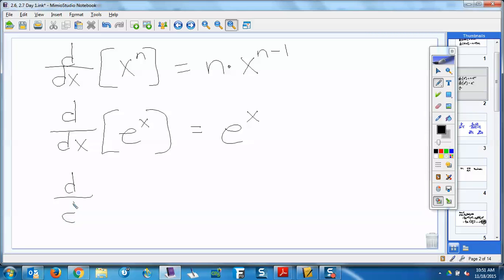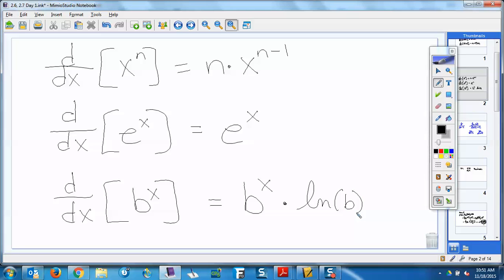The question becomes, what happens if you have 2 to the x, or 3 to the x, or 4 to the x, some other exponential besides e to the x? So we'll use b as our base, and we'll just talk about b to the x. So this is just some random base rather than e. And it turns out it's very similar. The derivative of e to the x is just e to the x. The derivative of b to the x is b to the x. But then we have to tack on the natural log of b.